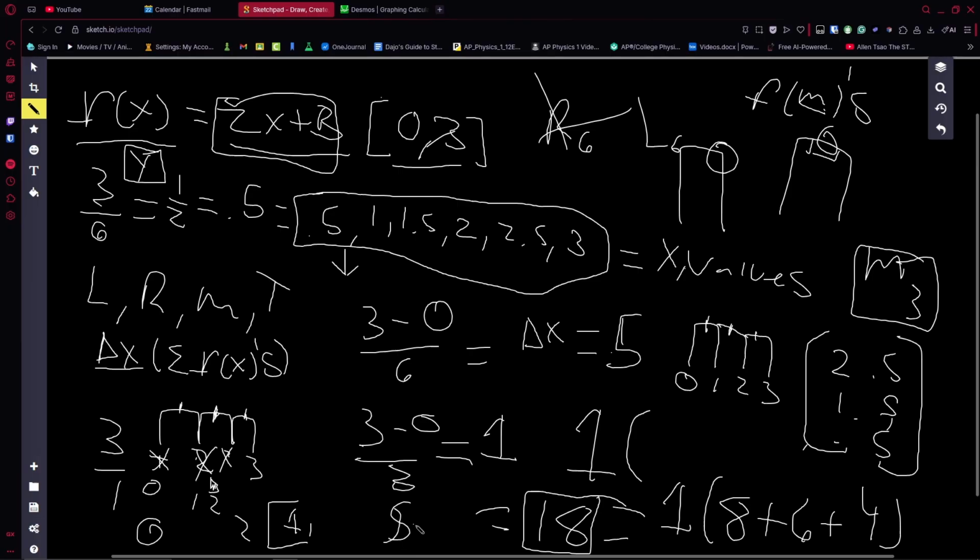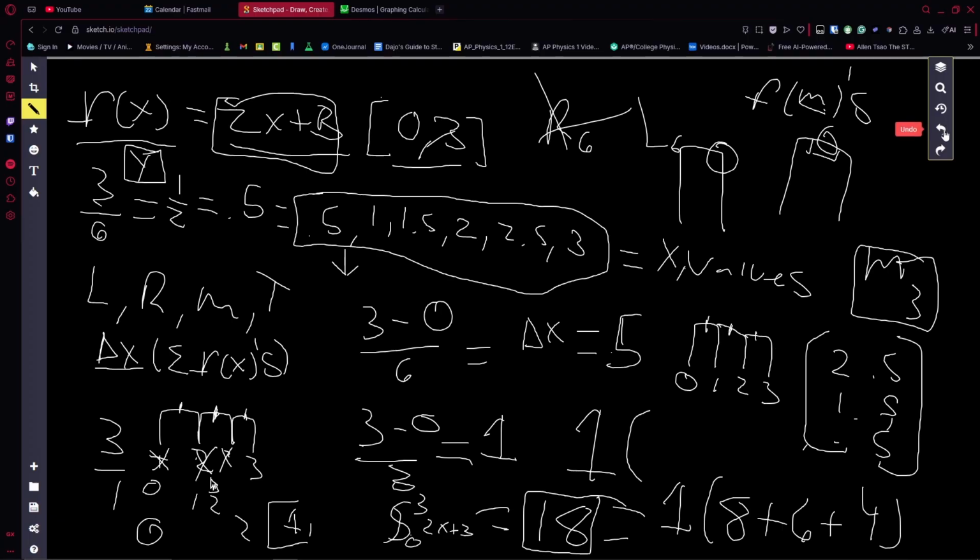So this equals the integral. I like to draw my integrals as an S, and then we'll go into integral notation later, for the function 2x plus 3, which is very coincidental. But yeah, let's go back. We can do trapezoidal now just to demonstrate it.